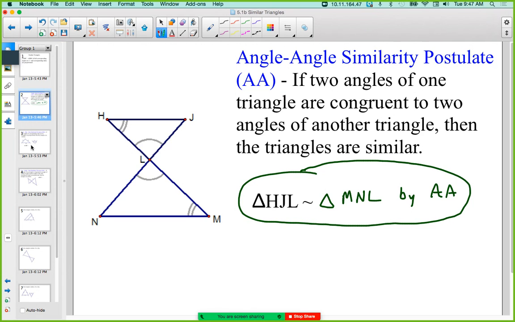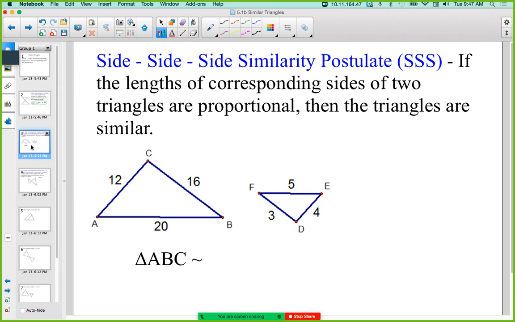The next one, side, side, side. Not to be confused with the side, side, side congruence postulate. You would know you're differentiating between the two because in our statement, we'd have a similar sign: triangle ABC is similar to another triangle. So when we say side, side, side, we'd know we're talking about a similarity postulate, not a congruence postulate. Let's see how we can determine if we can use it. If the lengths of corresponding sides of 2 triangles are proportional, then the triangles are similar.